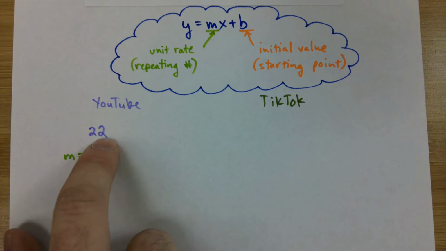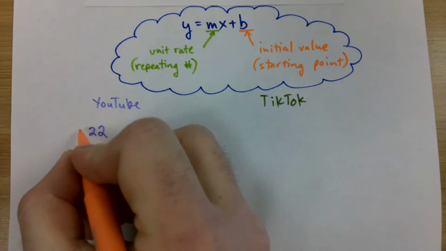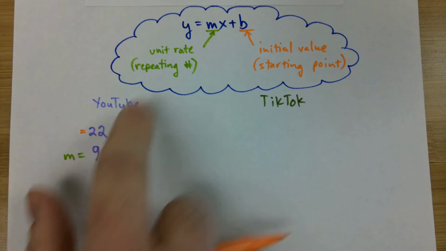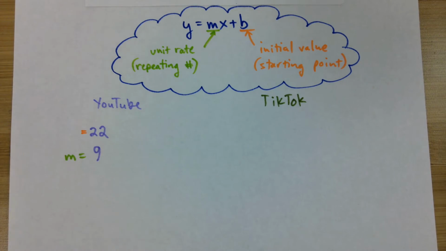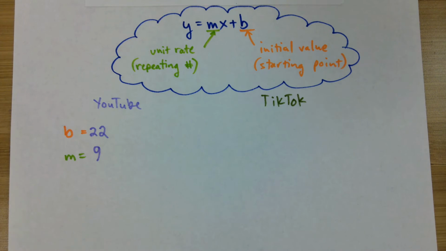Now, 22 is not going to repeat, right? So, Brazon, what can we call 22? Is 22 going to be our unit rate or our initial value? The initial value, thank you. So our b value is going to be 22. Remember, the b value represents our starting point, right? So it makes sense that in the first hour we got 22 views. That's where we start. Because after that, we only get 9 views each hour.